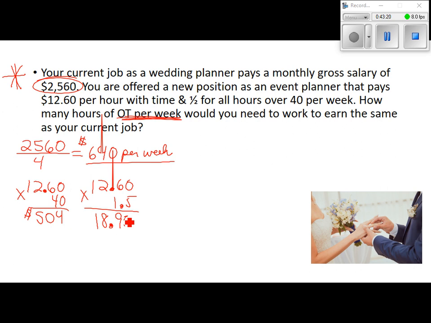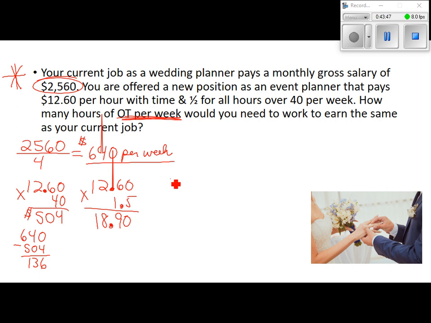How can we figure out how many overtime hours we need? Would you take that 640 and subtract that 504? Yeah. So let's do that. 640 minus 504. 136. So we're losing $136. That's the money we need to make up by working the overtime.